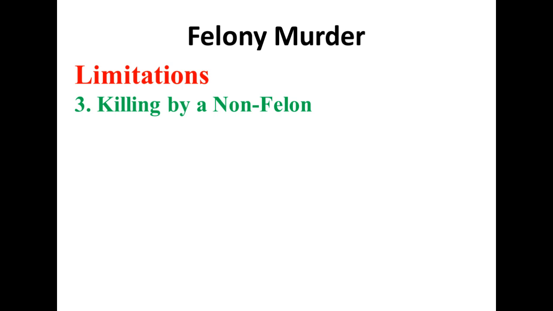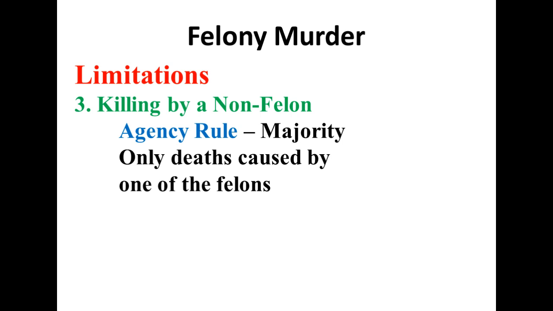The third limitation is the killing by a non-felon, and there are essentially two rules that play out. The majority rule, which is the rule in almost all jurisdictions, is that only deaths caused by one of the felons will be sufficient for a conviction of felony murder, and you'll see how this plays out in a minute. The second rule is the proximate cause rule. That is, all deaths that proximately result from the commission of the felony will be sufficient for the predicate underlying felony for felony murder.